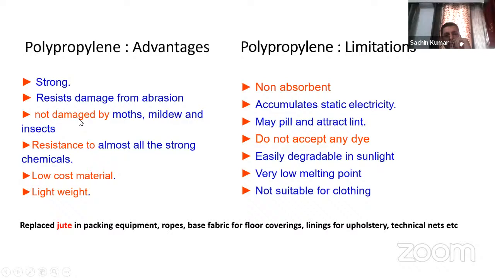And very, very light. Its density is less than one, so it can easily float. Nowadays, this fiber is replacing jute equipment, ropes, and floor covering with polypropylene due to its property. And it is basically a highly inert fiber. It is not affected by acids as well as bases. So the container for storage of acids as well as bases could be easily made out of this.